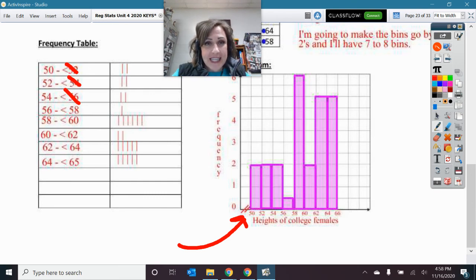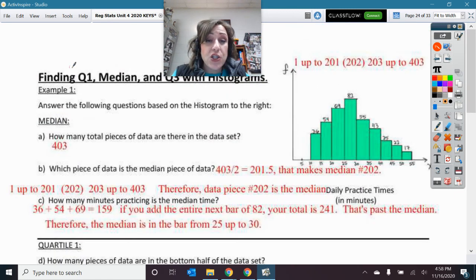And so then our next section of notes is going to be this very interesting topic of trying to figure out, when you look at a histogram, can you find where the Q1 and the median and the Q3 are? Okay, so that's going to be our next set of notes.